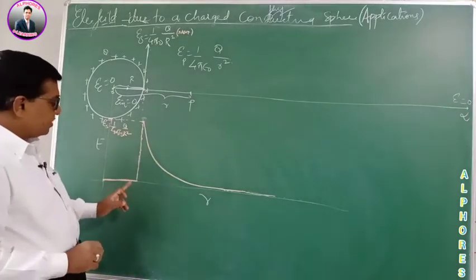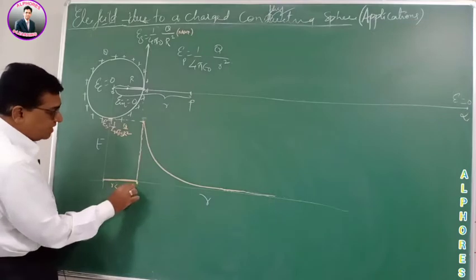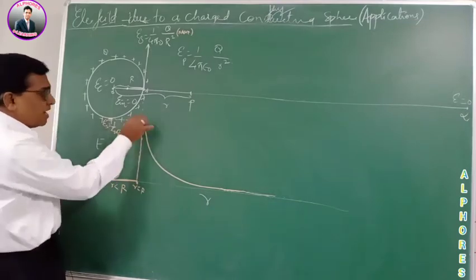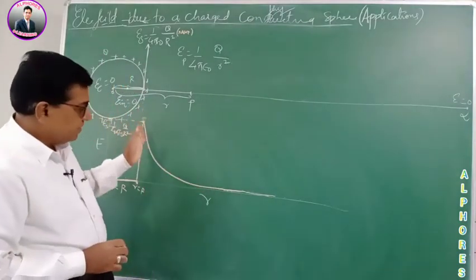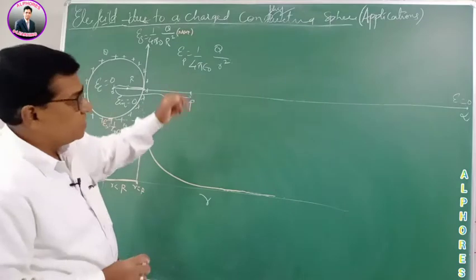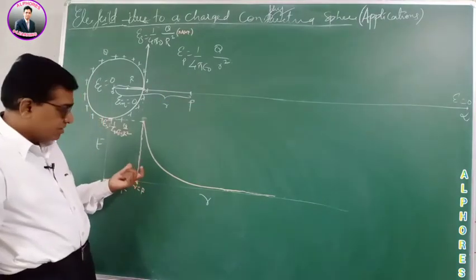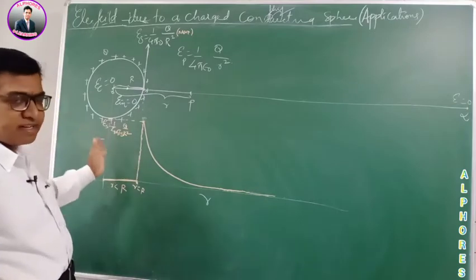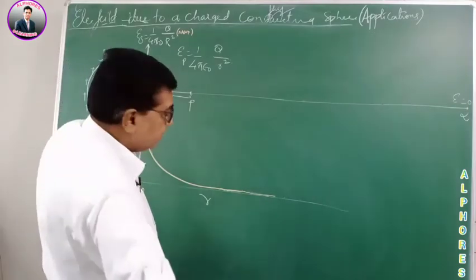For all values of r less than capital R, it is 0. At r equal to R, it is maximum, and beyond r greater than capital R, the field decreases as per the inverse square law. So the graphical representation of the variation of electric field with distance is like this.